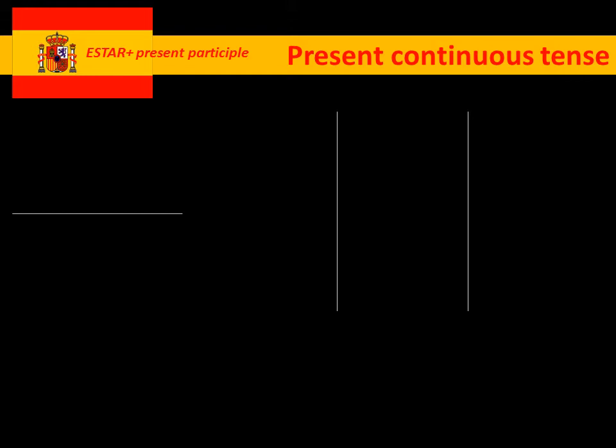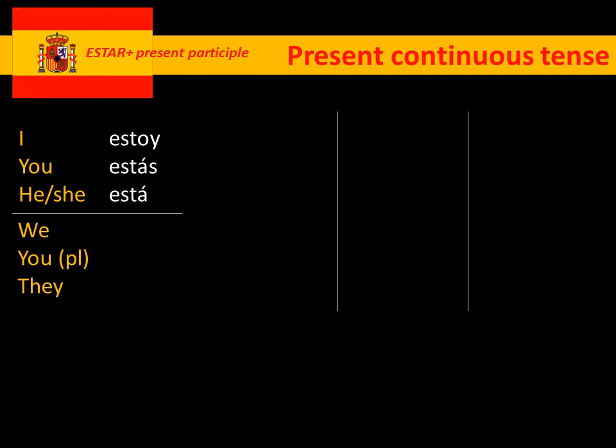Okay, so the first part we need to be able to use the verb estar in the present tense. So let's have a look at this first lot. So I, you, he and she. So the first one, estoy, I am. Estás, you are. Está, he or she or it is. Okay, in the plurals, estamos, we are. Estáis, you plural are. And están, they are. So we've got estoy, estás, está, estamos, estáis, están.